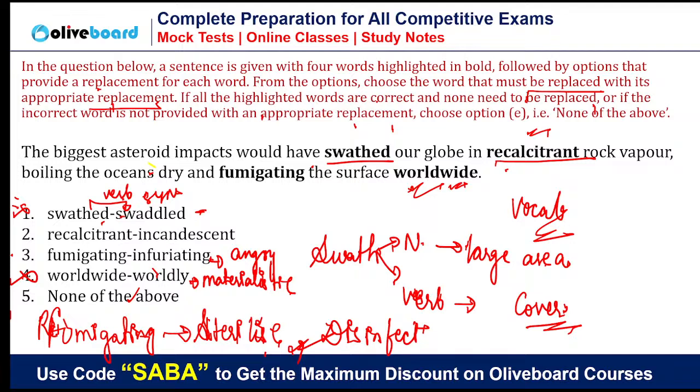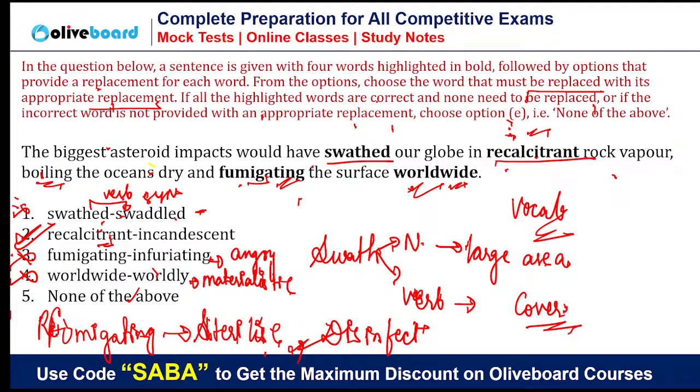Okay. In recalcitrant rock vapor, boiling the oceans dry, and fumigating the surface worldwide. See, infuriating the surface will also not go. So now tell me, those who are saying none of the above, will the word recalcitrant fit here, or do we need to replace it? Because if an asteroid falls onto the earth, then definitely, as given, it is boiling the oceans dry. So if oceans boil, then definitely what will happen? Fumes will come. So it will be fumigating the surface worldwide. It is correct. But don't you think that the earth will be blazing, searing, it will become hot? Because when the earth becomes hot, only then the vapor will come, isn't it? So yes, rock vapor is the hint that you need the word incandescent here. Recalcitrant will not make sense.